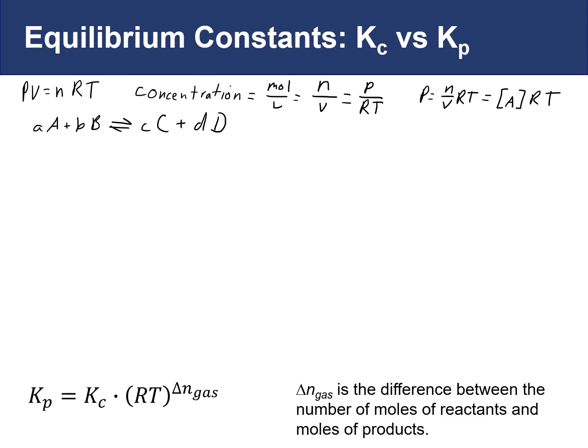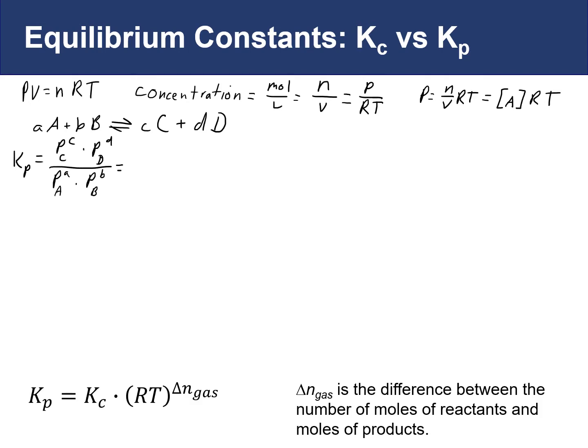Our equilibrium constant in terms of pressure, our Kp value, as we would normally write it, would be pressure of C raised to the C power times pressure of D raised to the D power over the pressure of A raised to the A power times the pressure of B raised to the B power.